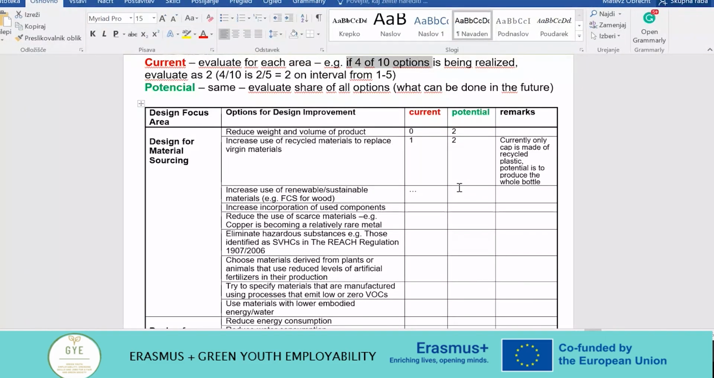The evaluation for the current situation is always smaller, because none of the companies is actually exploiting the full potential of environmental improvement. So that's why you can first address the current situation and then you can address the potential.